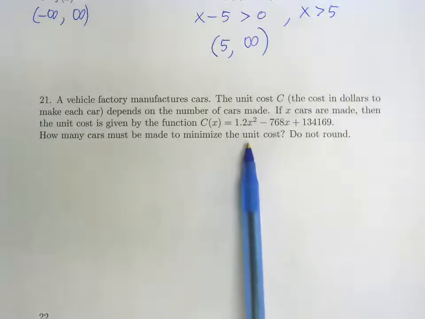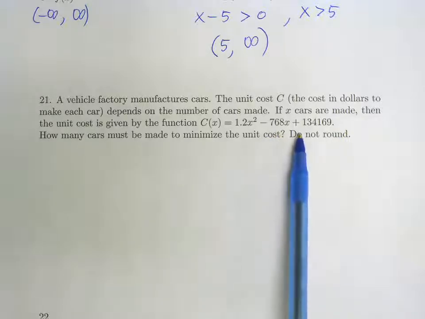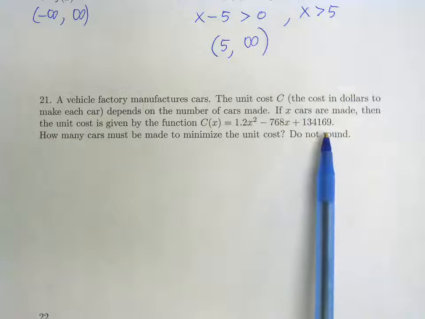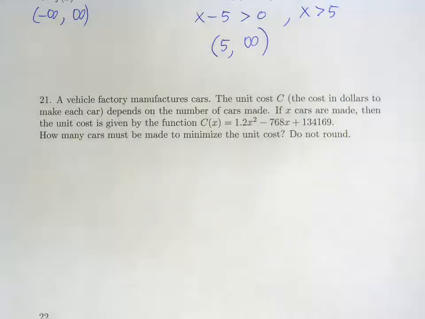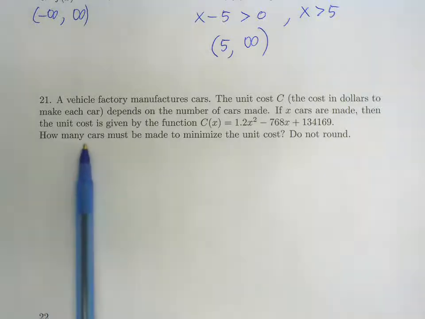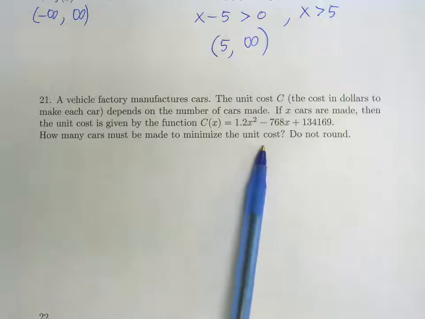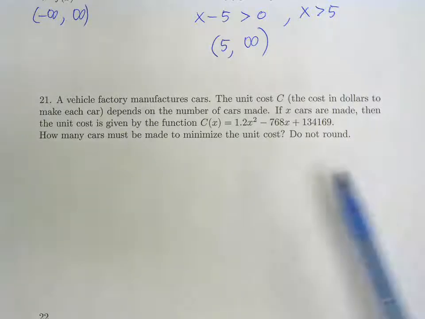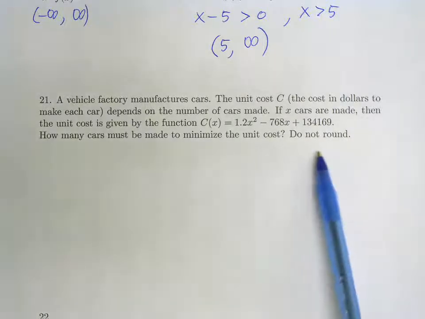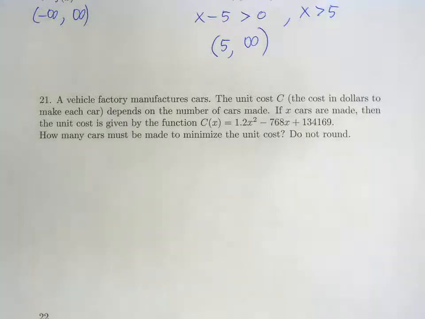x squared minus 768 times x plus 134,169. And the question is, how many cars must be made to minimize the unit cost. And then the directions on the final say do not round. Okay.